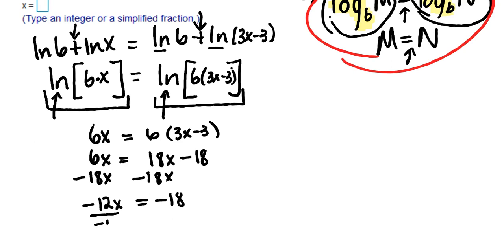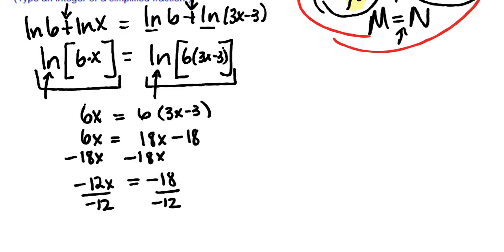I'll divide both sides by negative 12. And that'll give me x equals, and let's reduce that. 6 goes into both of them. That will be 3 over 2.